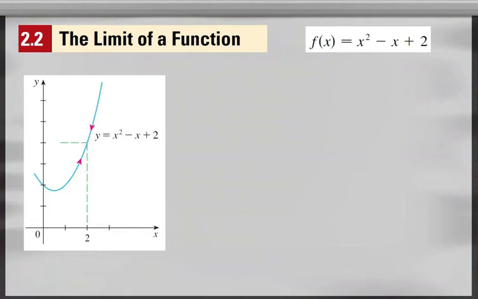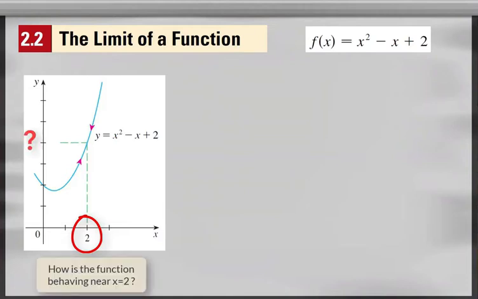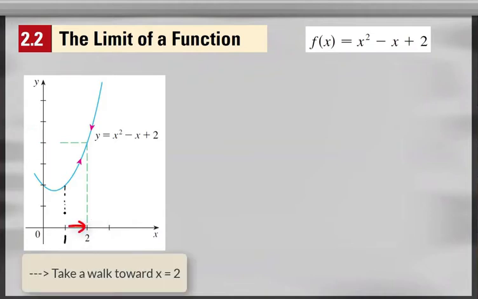What happens to the values of f of x as x gets closer to 2? How does this function behave when x is approaching the number 2? Let's start at 1 and walk toward 2 on the x-axis. F of 1 is 1 squared minus 1 plus 2, which is 1 minus 1 plus 2, which equals 2.